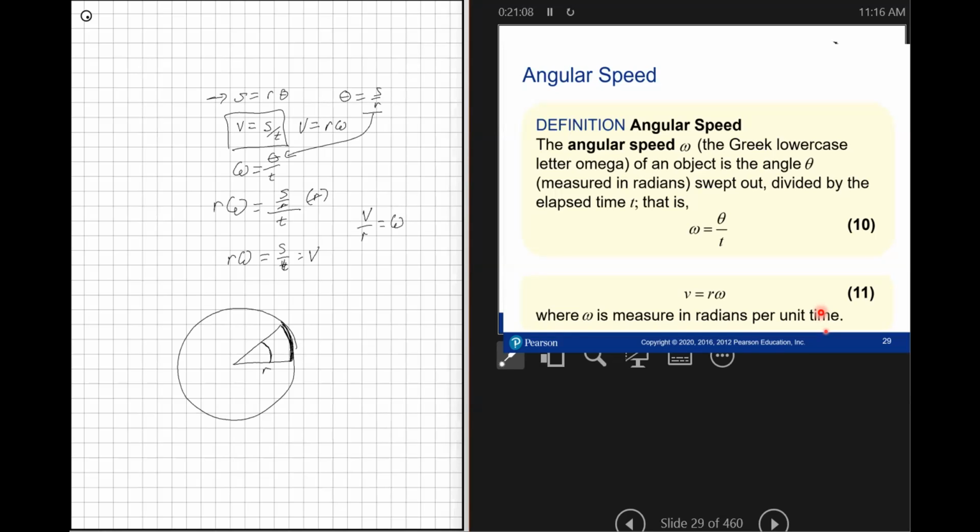Because the time here is the same time for both of them. The time for omega is the same time for the v. So the only difference here is, do you need r in the computation, or do you need to take r out of the computation? If it's angular speed, you need to take r out of the computation, and if it's linear speed, you need r in the calculation. So making sense? Yes, sir.